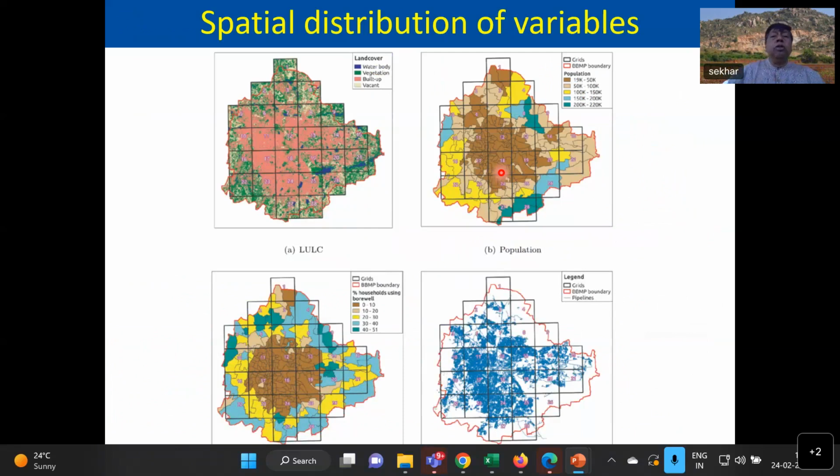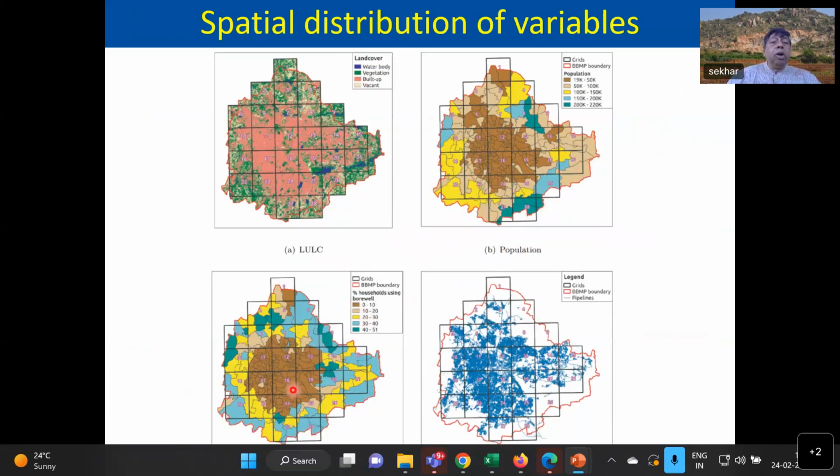So to just give you an idea, the land cover has completely changed in an area of about 800 square kilometers. You can see the population, how the population is in the core areas versus outside the core areas. More importantly, you will also see who is using groundwater. So, the percentage of households using borewells.